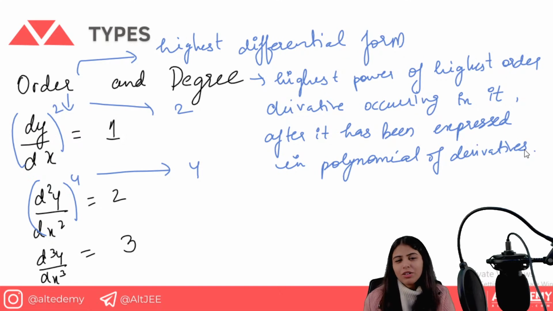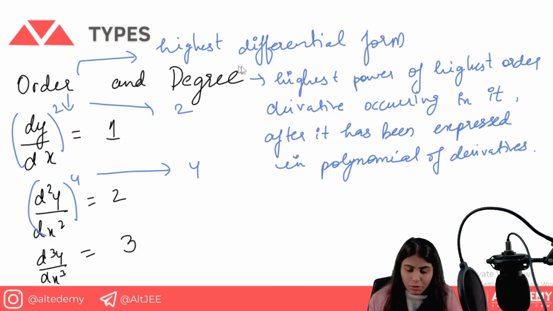Now there are some rules as well. There are some things which you should know. You may face some difficulties while calculating the degrees, because there are some rules as well. So how do you define it?